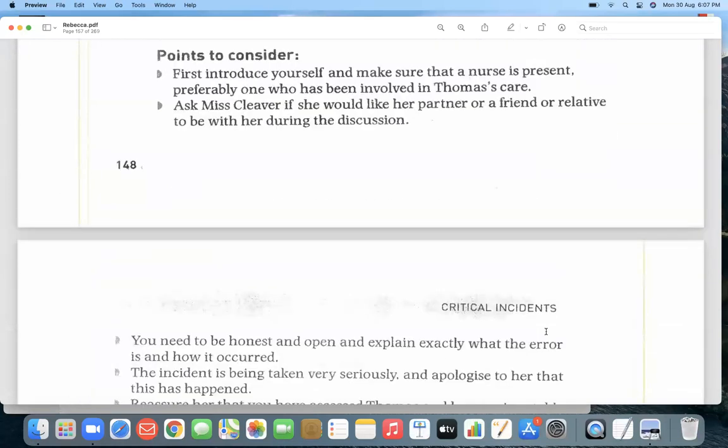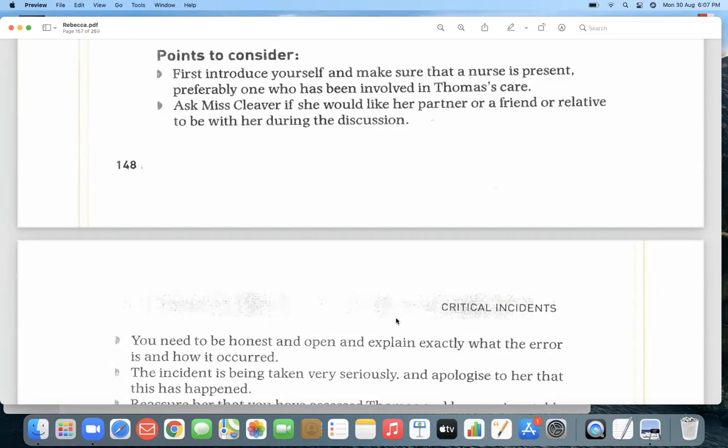So points to consider: first, introduce yourself and make sure that the nurse is present, preferably one who has been involved in Thomas's care. I think in the exam the nurse won't be there. Ask Miss Cleaver if she would like her partner or a friend or a relative to be with her during the discussion. For the mother, it's okay, but for the colleague, I don't think we should ask this question when you are telling about the critical incidents. None of us asked in the last scenario.